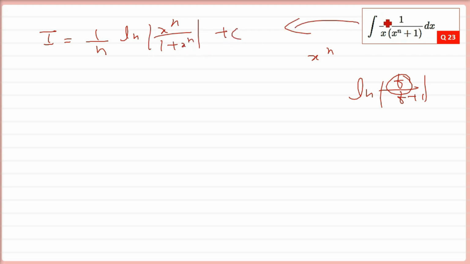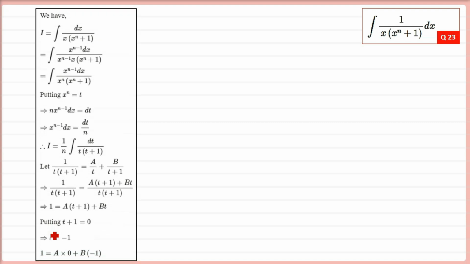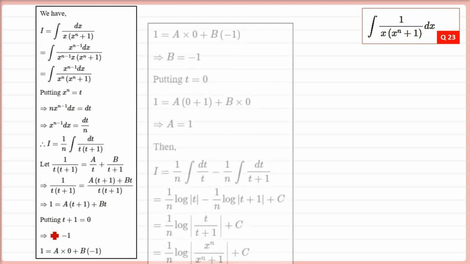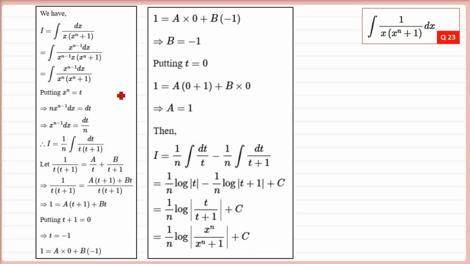So this is a different kind of question because you have to multiply x raised n minus 1 in the numerator and denominator. Then only you are going to get it. And x raised n has to be placed as some t or something so that you can make this easier. So this is how it will be done. Whole process you might have understood. So it's a different kind of question that you can follow.